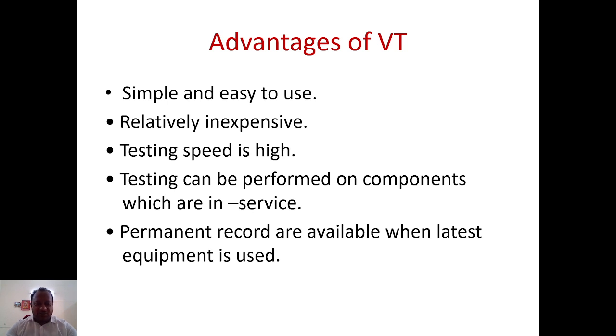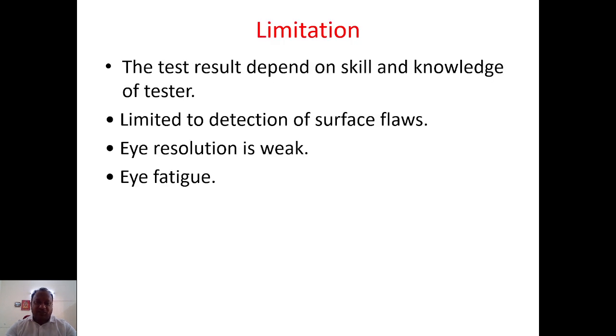So what are the advantages of visual inspection? It is simple and easy to use, relatively inexpensive, and for testing in service, permanent records are available. But the limitations are that the resolution is weak, so errors cannot be identified in depth. By seeing visually we can identify some surface points, but due to weak resolution we are not able to visualize the depth of the component. So the results depend on the test.